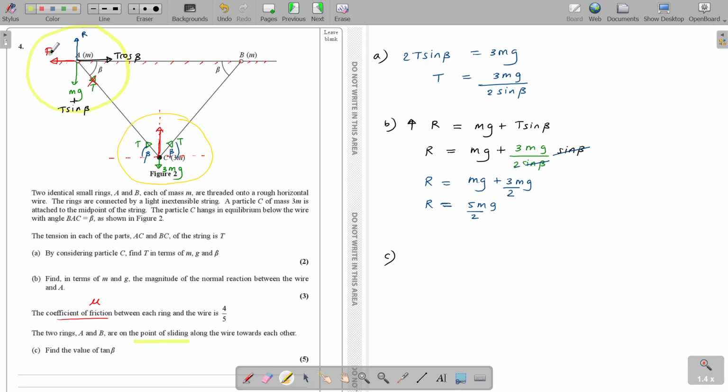Do we have the normal friction? No, we have the maximum friction, which means the what friction? You have the mu R friction. If you are on the point of moving, then you have the maximum friction.